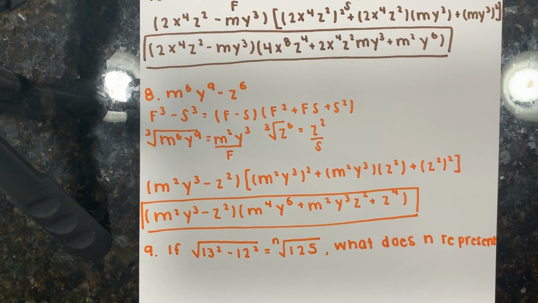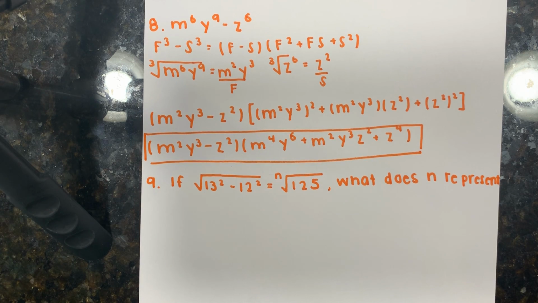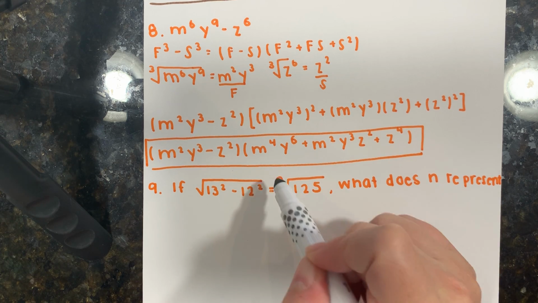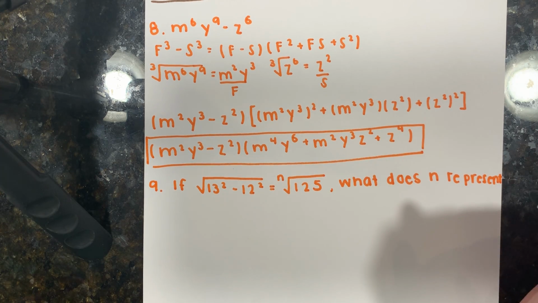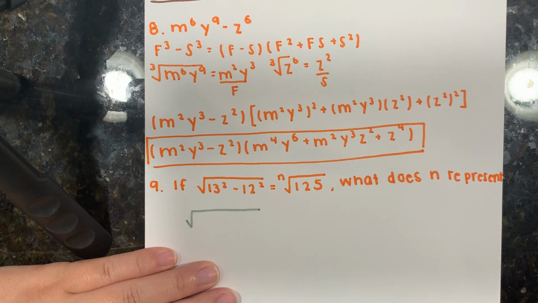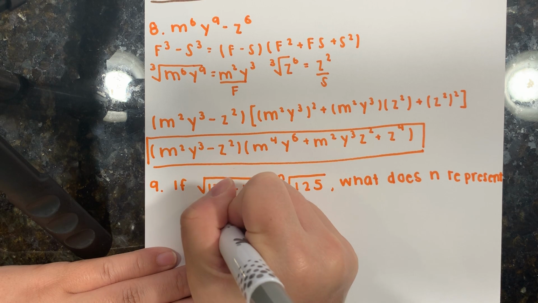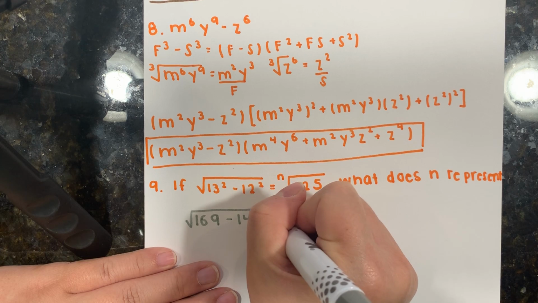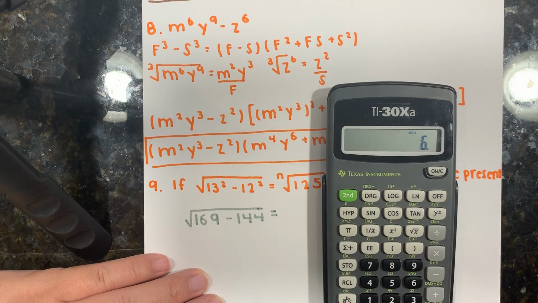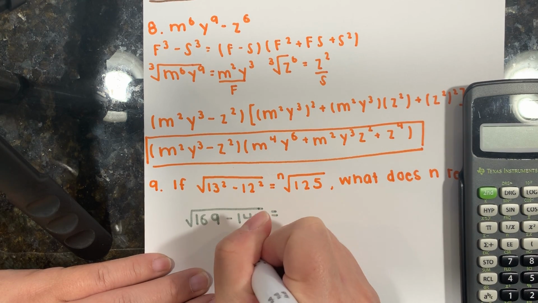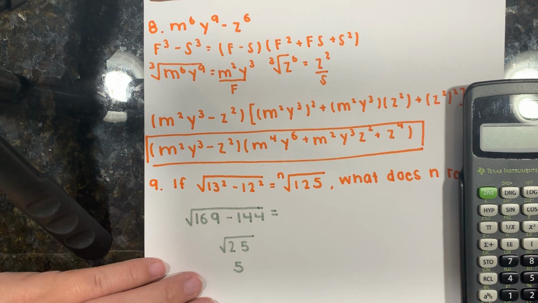Now looking at the last two, so number 9, it says if the square root of 13 squared minus 12 squared is equal to the nth root of 125, what does n represent? I'm going to start by just going through the left-hand side. So 13 squared would be 169 minus 144. So 169 minus 144 would be the square root of 25, which would be equal to 5.